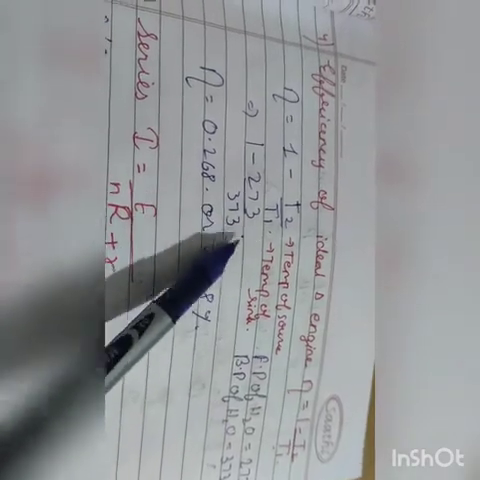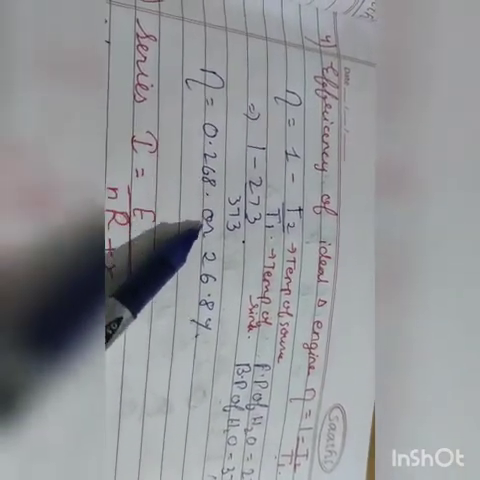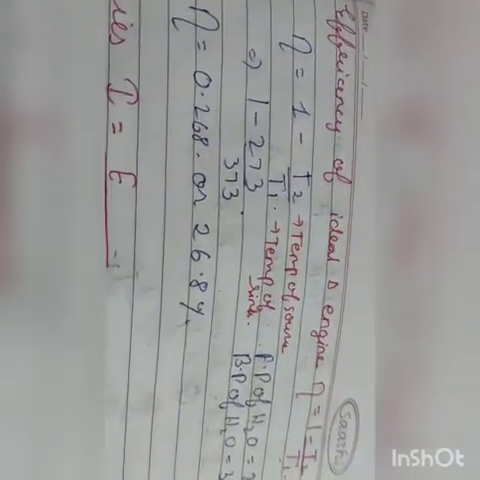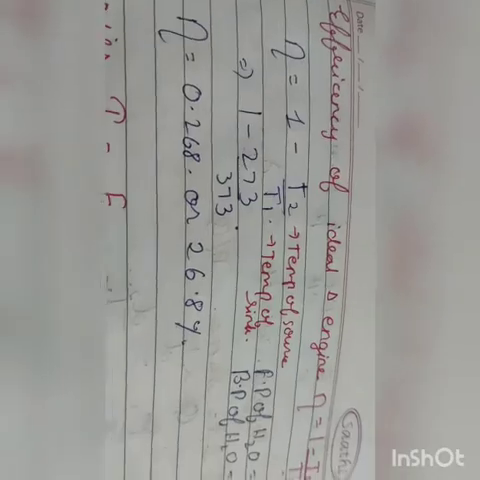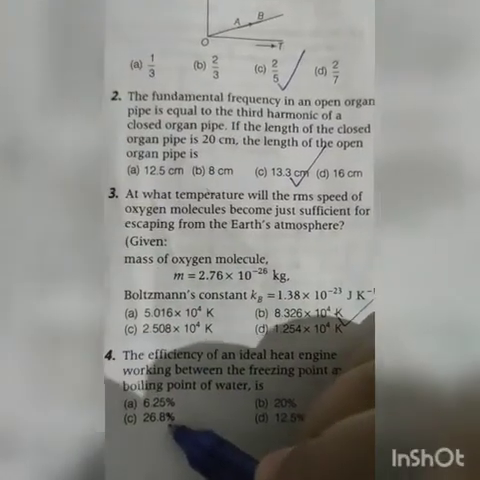So here we put the values and we get 0.268, or we can tell, as it is efficiency, we will take it in percentage, 26.8%. So here it is option 26.8%.